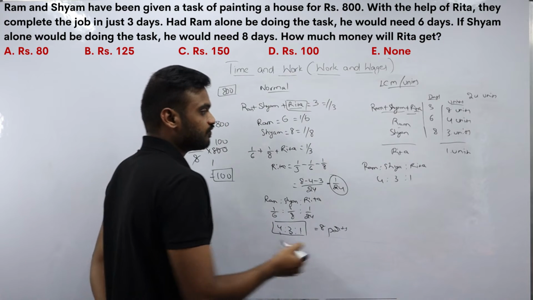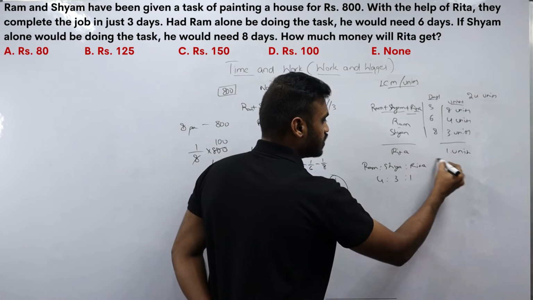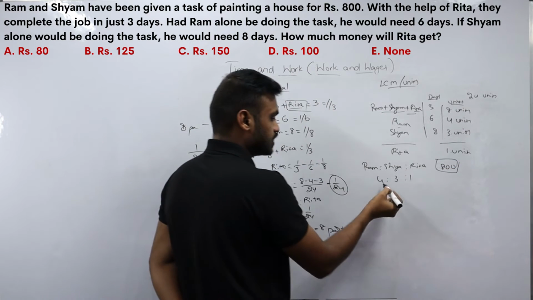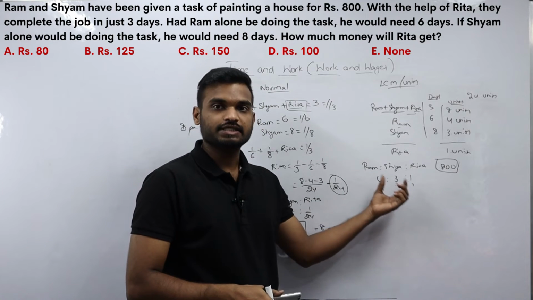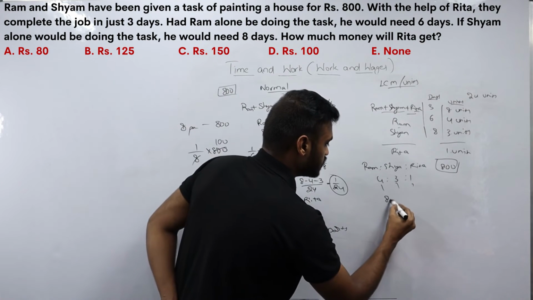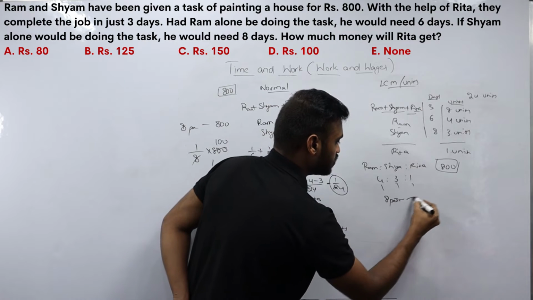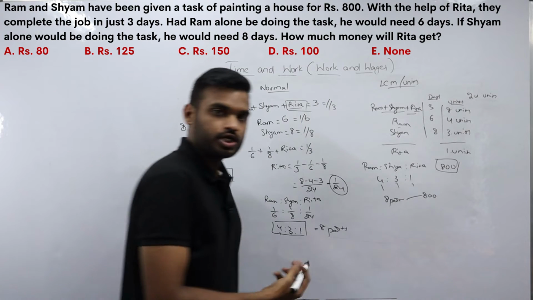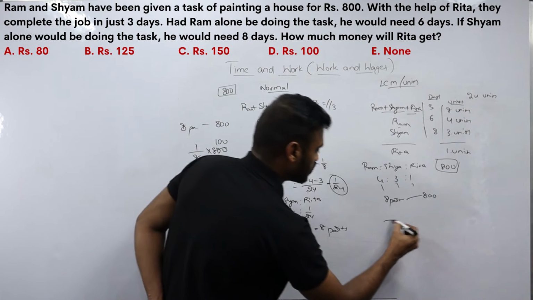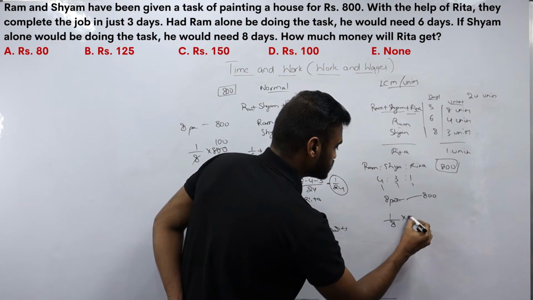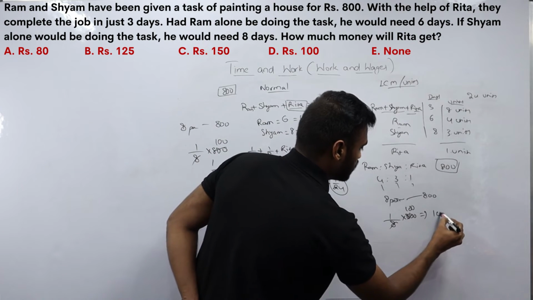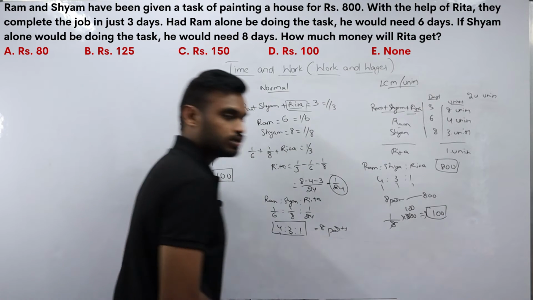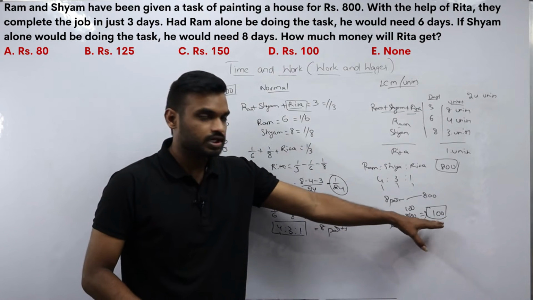Now the total amount of money is 800 rupees. 800 will be divided among the persons based on 4, 3 and 1. So there are totally 4 plus 3 plus 1, that is 8 parts of efficiency equal to 800 rupees. But we need to know only one part. Out of 8 parts we need one part, that is 1 by 8 into 800. We will get 100 rupees. So the share of Rita in the 800 is 100 rupees.